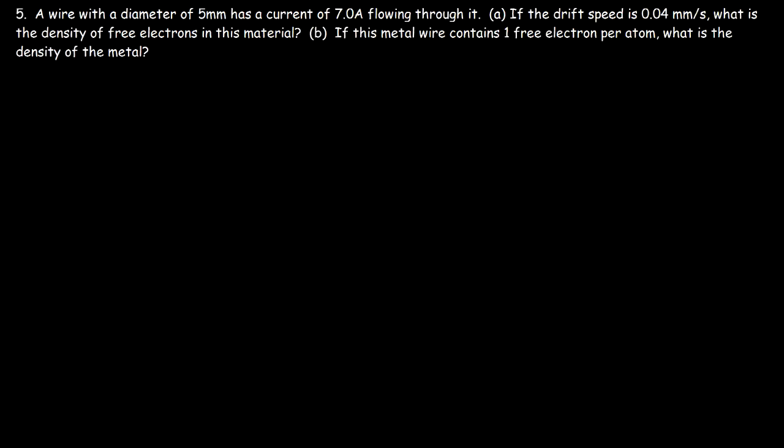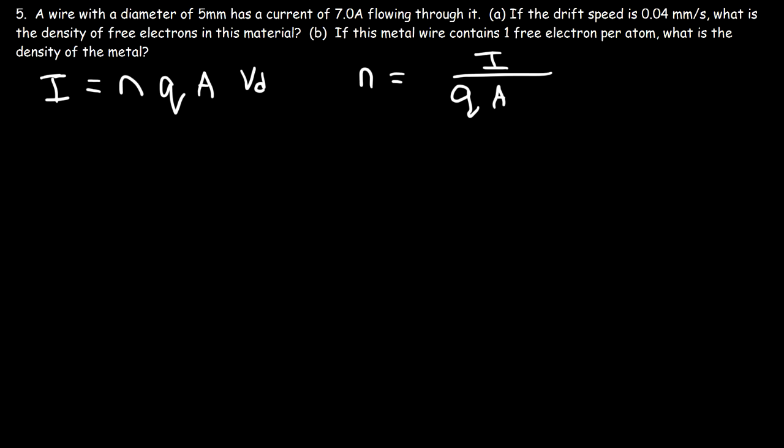Number 5. A wire with a diameter of 5 millimeters has a current of 7 amps flowing through it. If the drift speed is 0.04 millimeters per second, what is the density of free electrons in this material? So we know the current is equal to the density of free electrons times the charge times the area times the drift speed. So in this example, we need to calculate N. So that's going to be the current divided by Q times A times the drift speed.